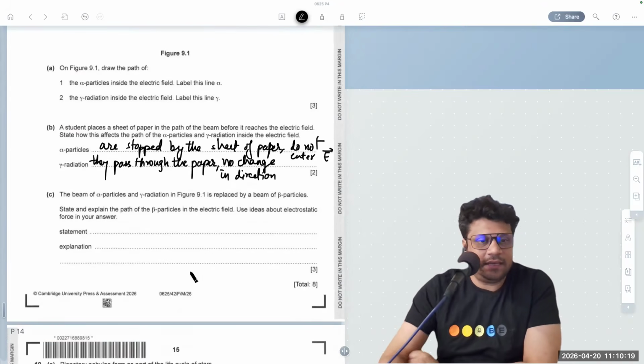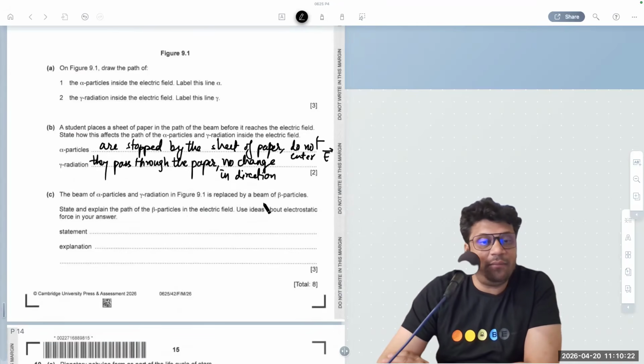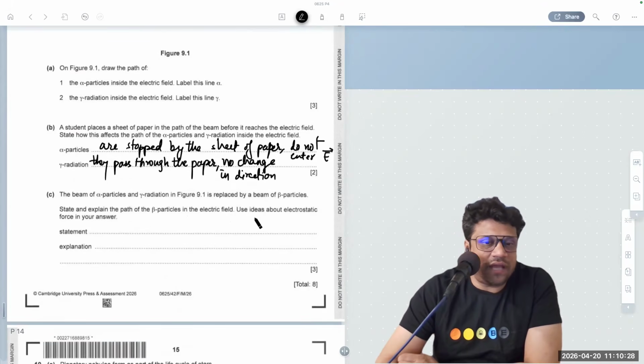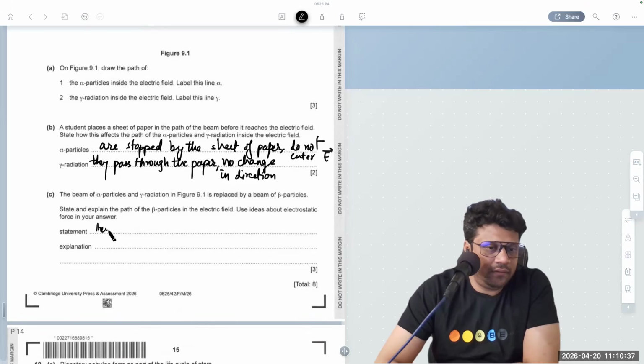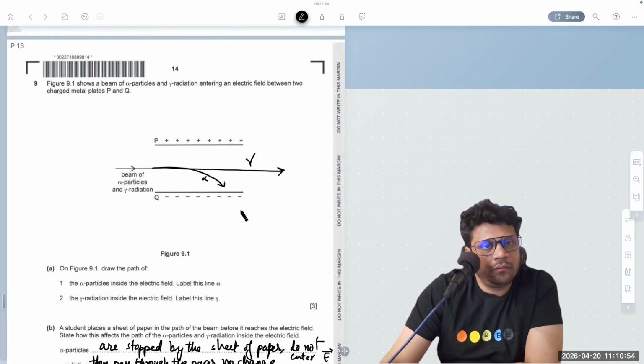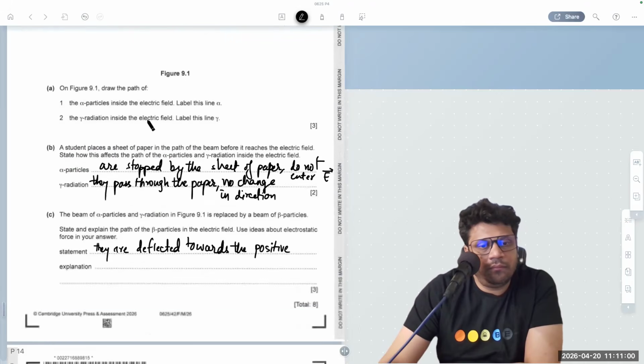The beam of alpha particles is replaced by a beam of beta particles. State and explain the path of beta particles in the electric field. Use ideas about electrostatic force in your answer. Statement: they are deflected towards the positive plate.